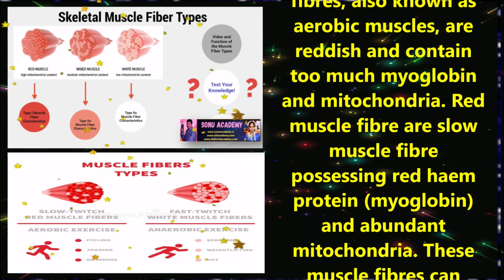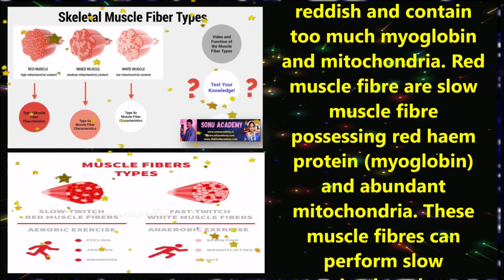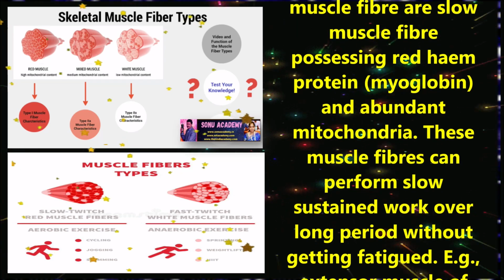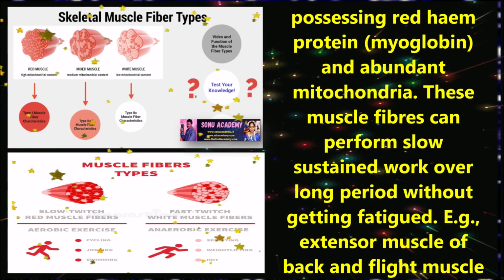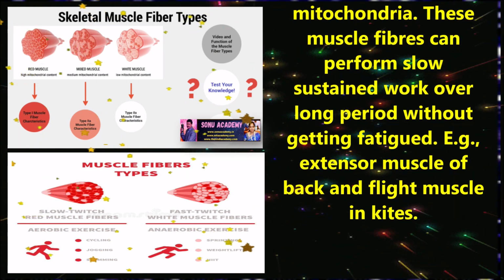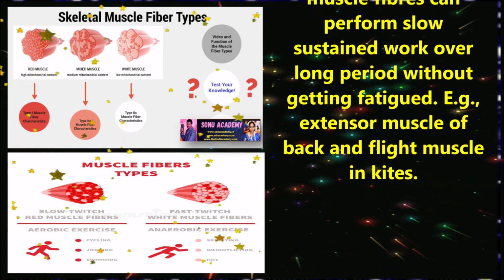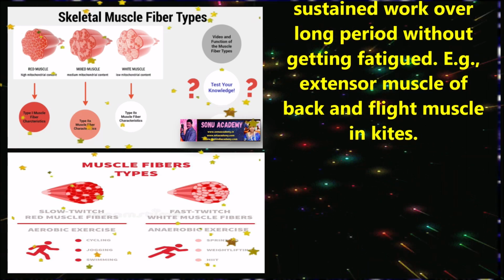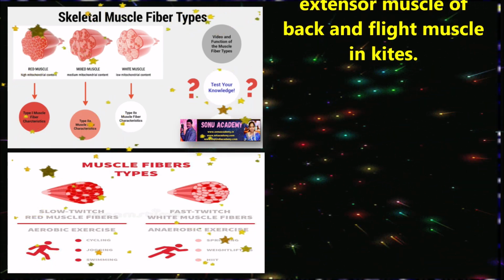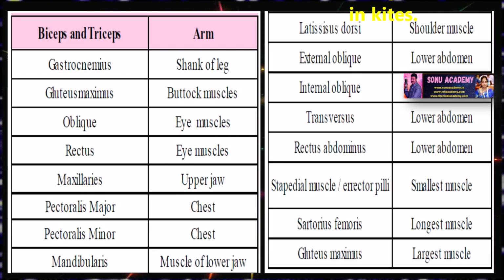Now let us discuss red fibers. Red fibers, also known as aerobic muscles, are reddish and contain a lot of myoglobin and mitochondria. Red muscles are slow muscle fibers possessing red heme protein and abundant mitochondria. These muscle fibers can perform slow sustained work over a long period without getting fatigued. Examples: extensor muscle of back and flight muscles in kites.